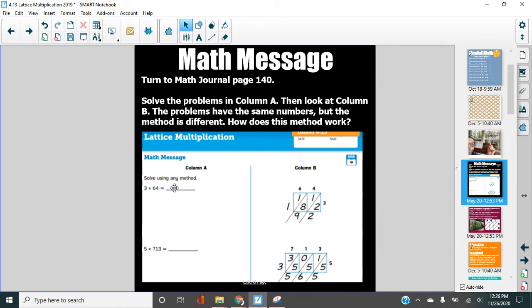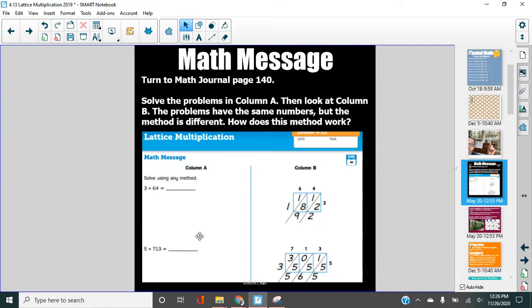But before we get to that, you need to take a moment. You have two problems to solve. I would like for you to do 64 times 3 and 713 times 5 using any of the methods we've talked about before. So rectangle method or partial products, whatever you need. Go ahead and answer both of those now.